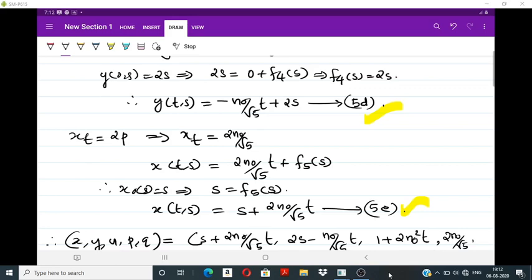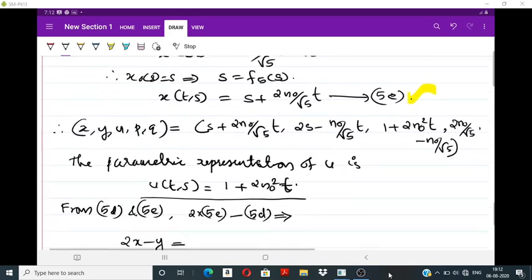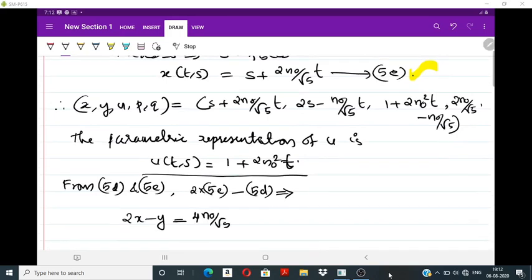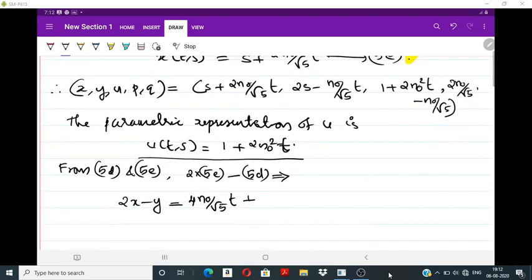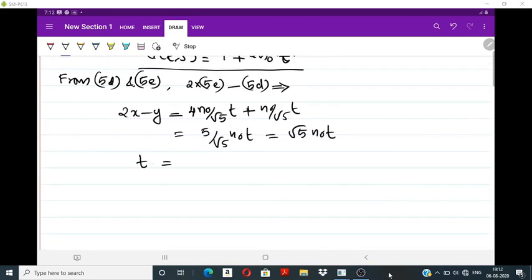So 2 into 2 will become 4 n naught by root 5 t, minus, and in 5d it is minus minus, so it will become plus n naught by root 5 t. This is equal to 4 plus 1, that is 5 by root 5 n naught t, that is root 5 n naught into t. Or we can rewrite t in terms of x and y as 2x minus y by root 5 n naught.